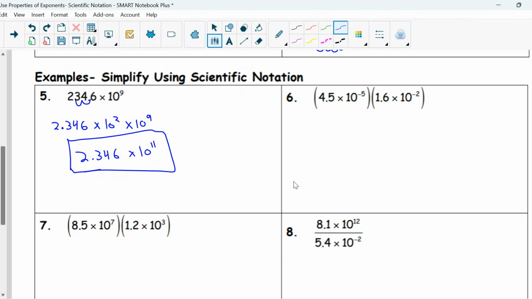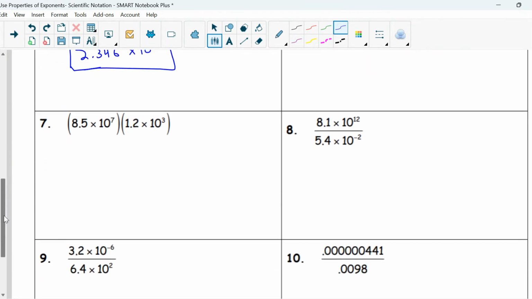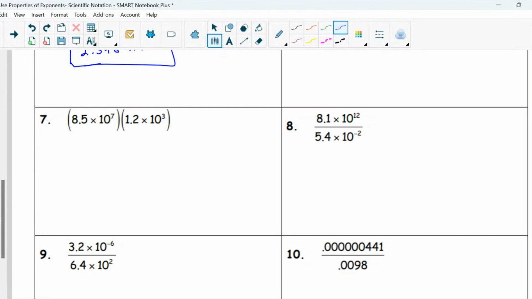All right, we're going to skip the right side here. We'll save those ones for class. Well, let's go down to number 7.